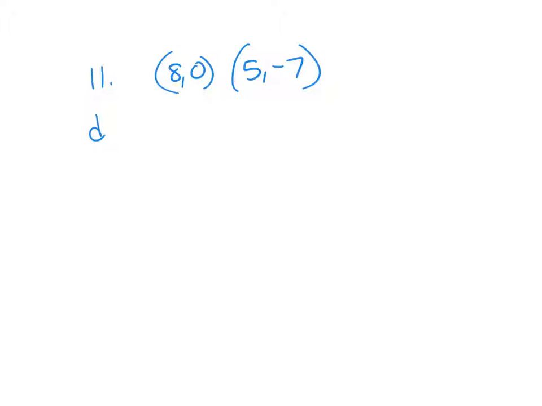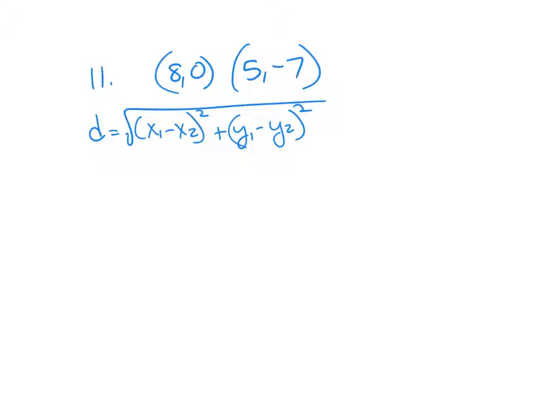You can use the distance formula, which is x1 minus x2 squared plus y1 minus y2 squared, all under the square root. Or you can graph these. And 8, 0 is right there. And 5, -7 is right about here. Everybody understand that? Yeah. So if I drew the triangle here to get from, I'm doing that wrong. All right, I'm going to go straight up and make my triangle here.